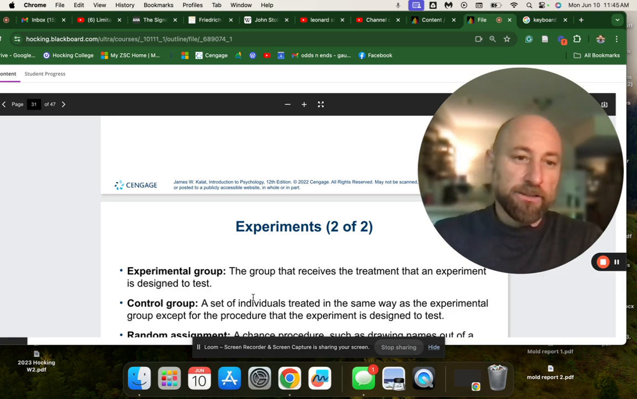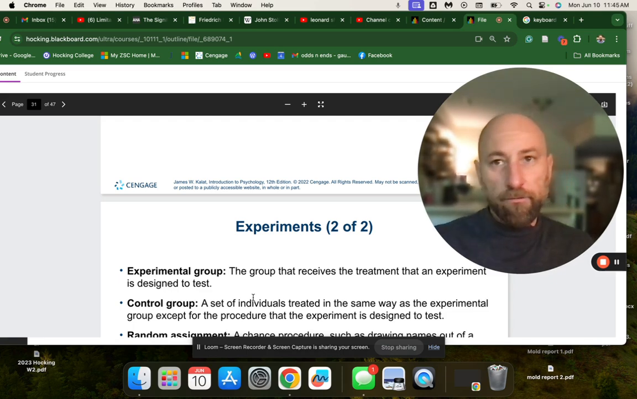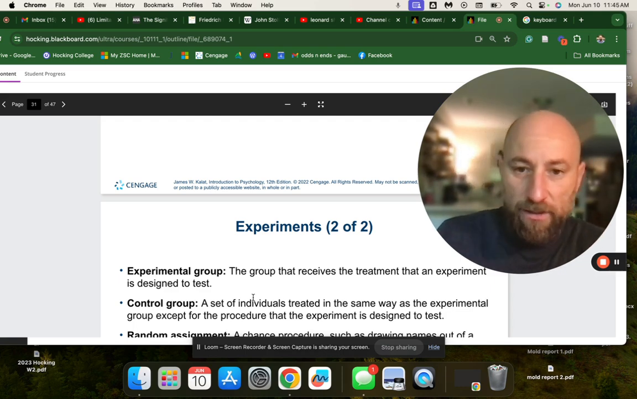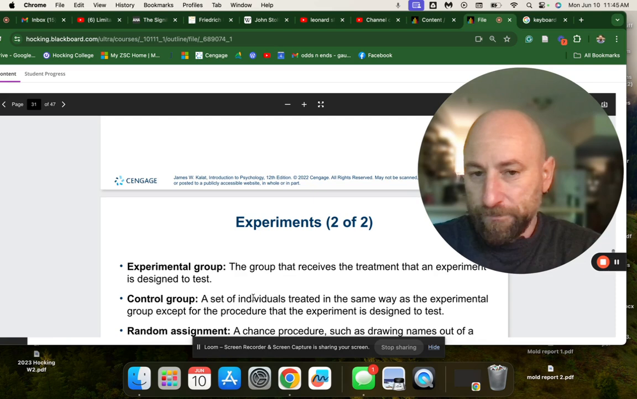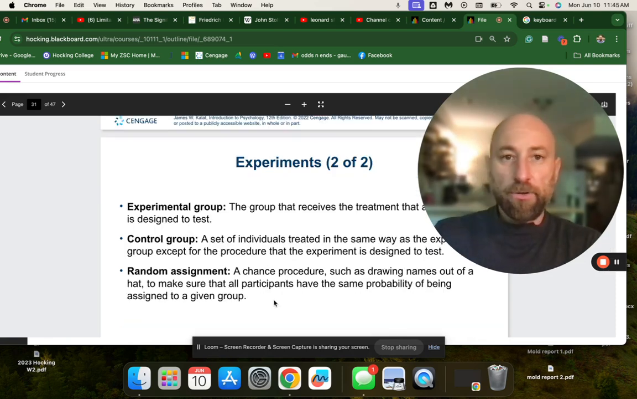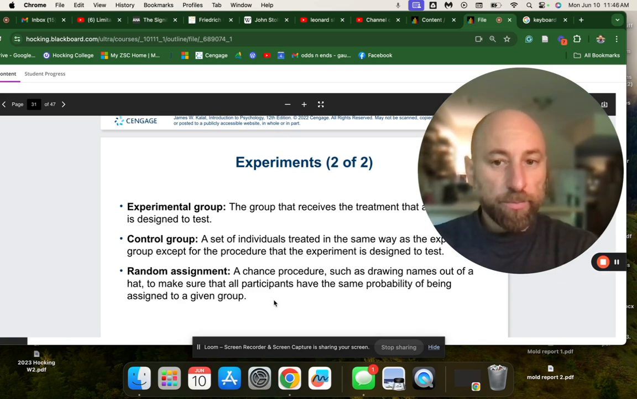Maybe we're subconsciously exposing them to the word death, or maybe we're making them remember something, or maybe we're stressing them out and asking them to do a task while they're stressed out, things like that. Random assignment. This just means that people don't get to choose what group they're in. They're randomly assigned to be in either the control group or the experimental group.